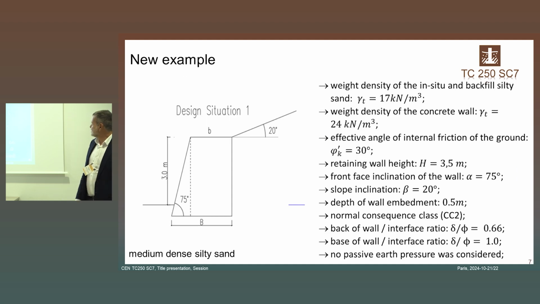So basically this is the summary of the assumptions on the parameters. I'm not going to comment on this because it's rather standard and we do not have a lot of time. So the first design situation: dry backfill, inclination of 20 degrees, a medium dense silty sand, and we assumed a representative value of 30 degrees for the calculation.